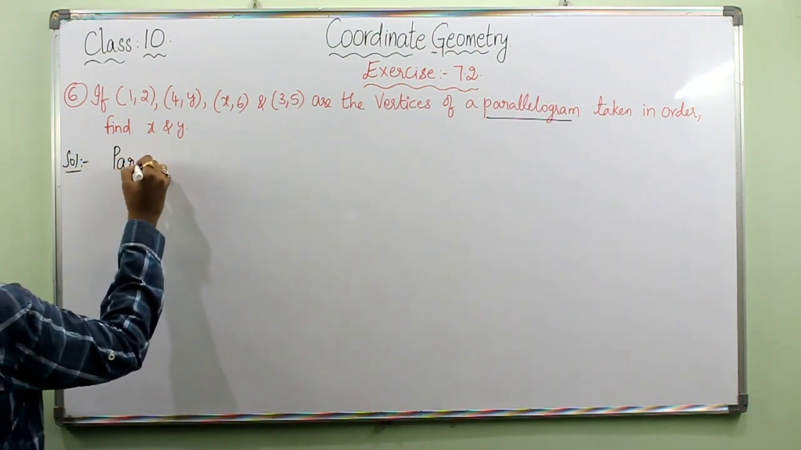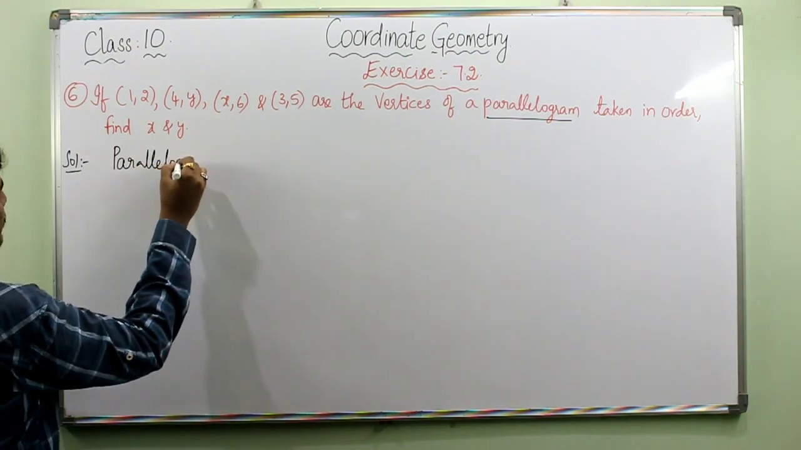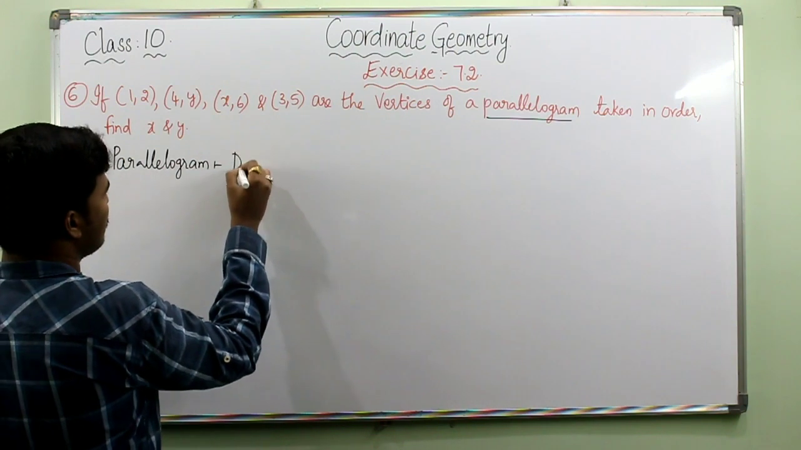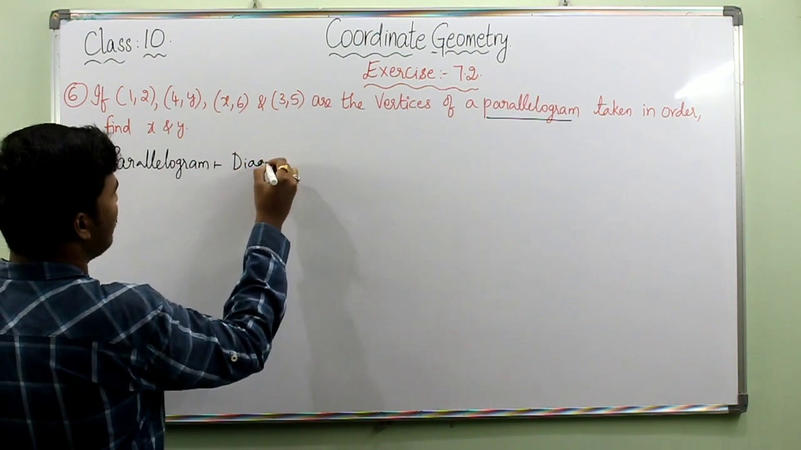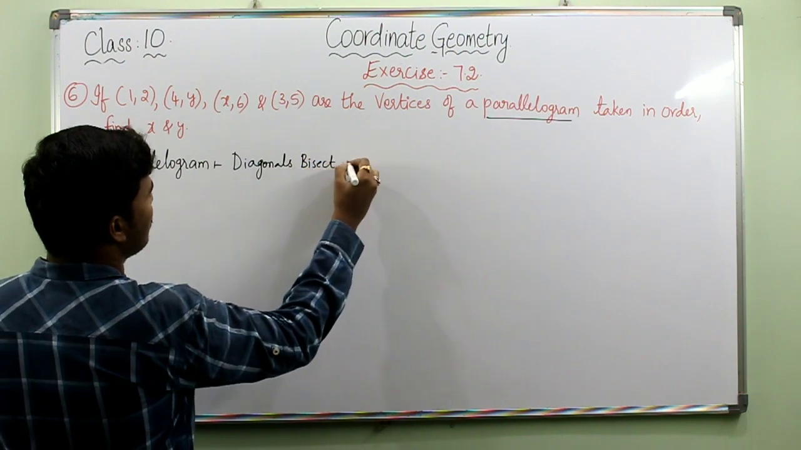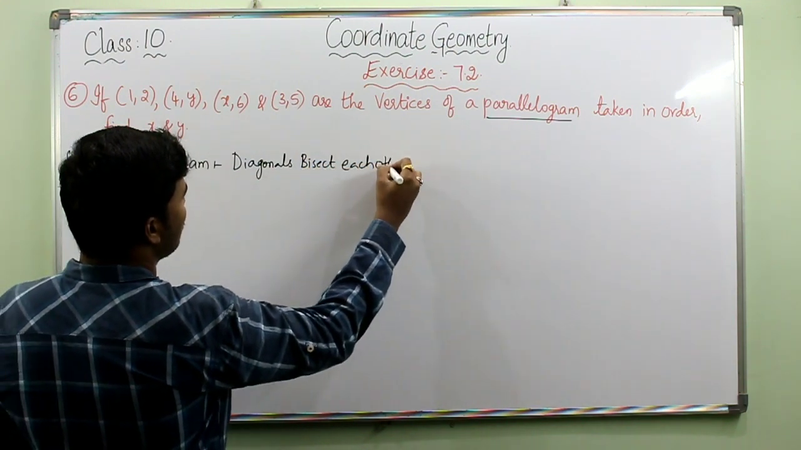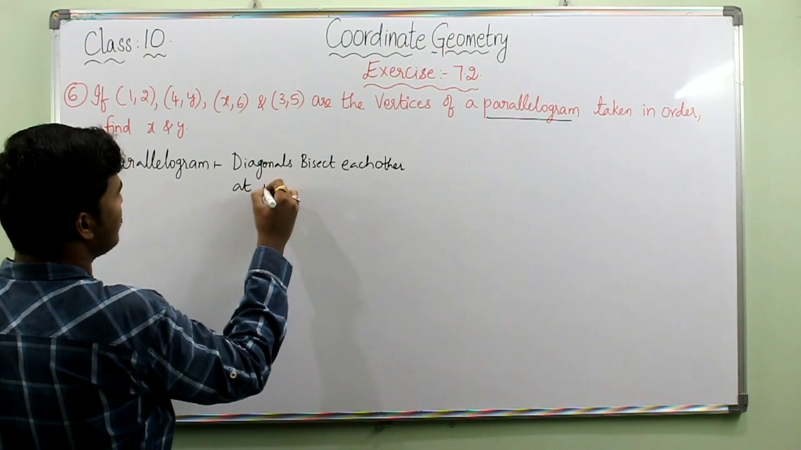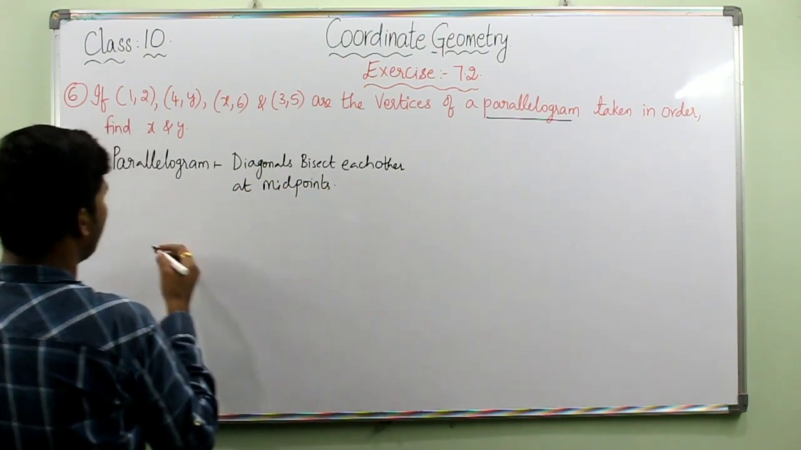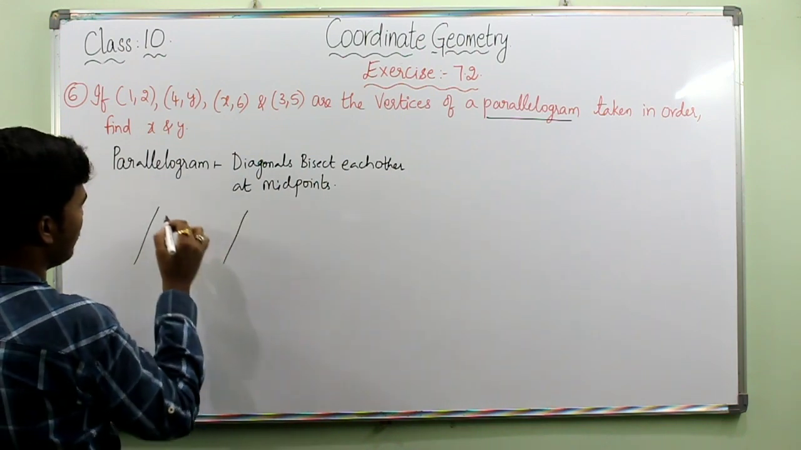So in a parallelogram, the diagonals bisect each other at midpoints. For example, let us consider a parallelogram.